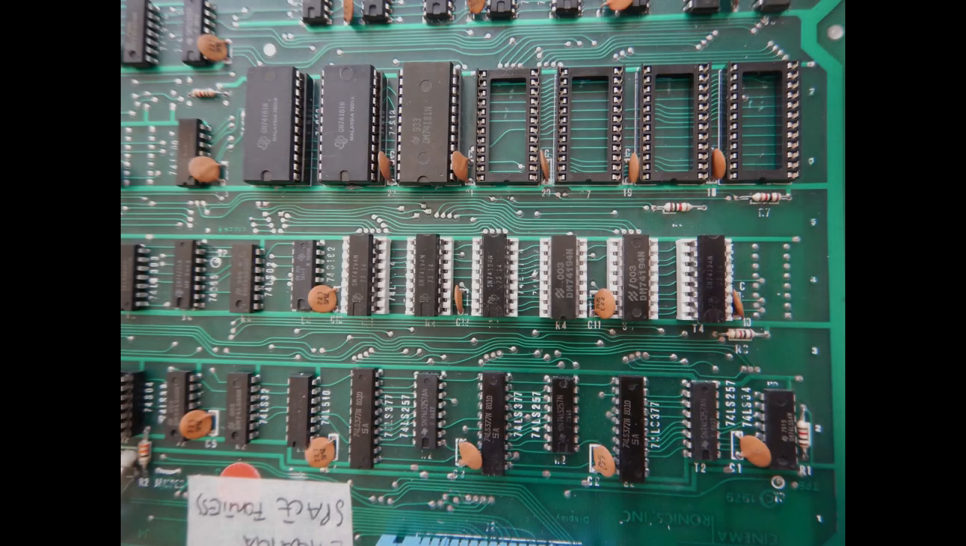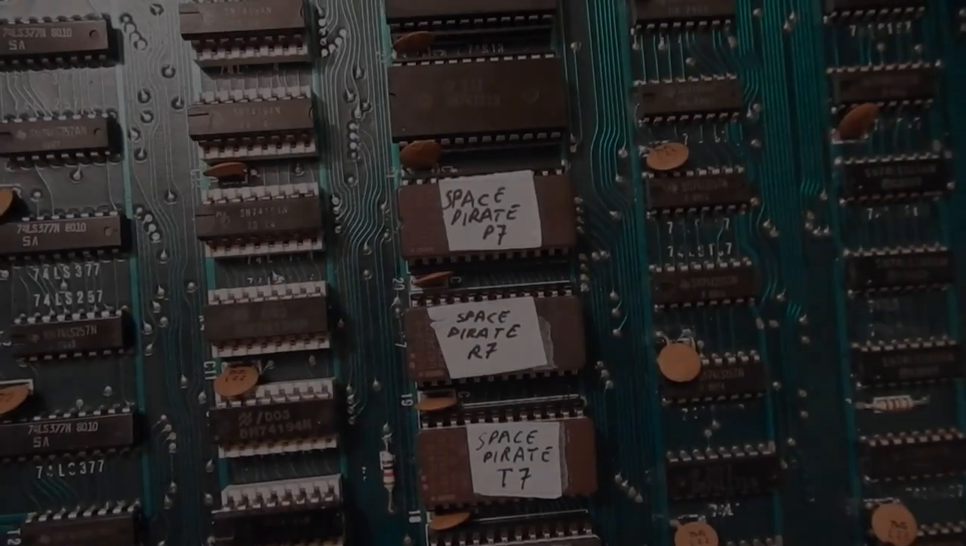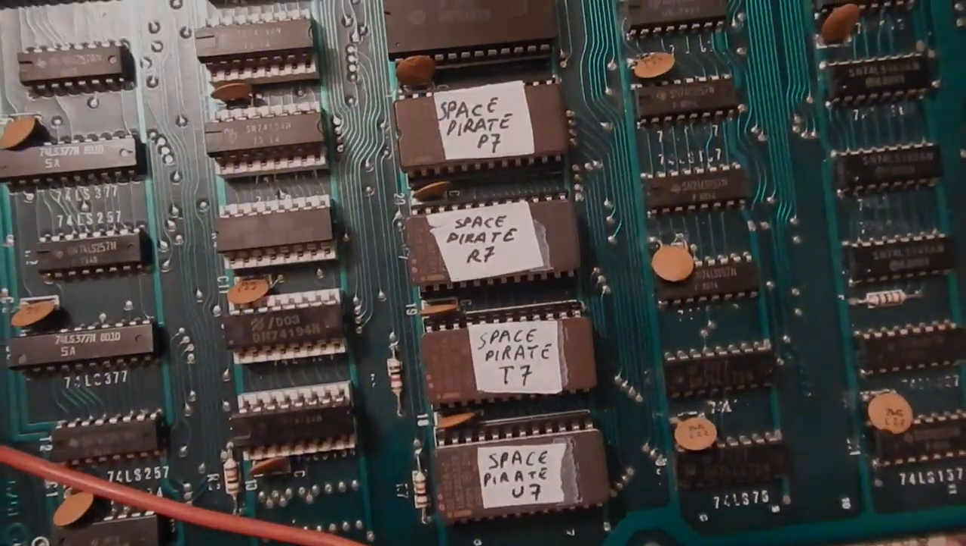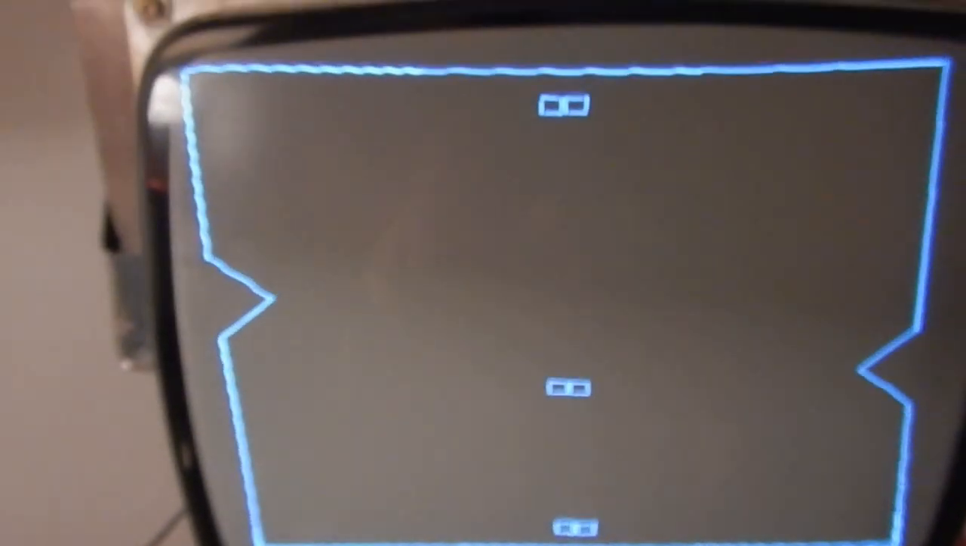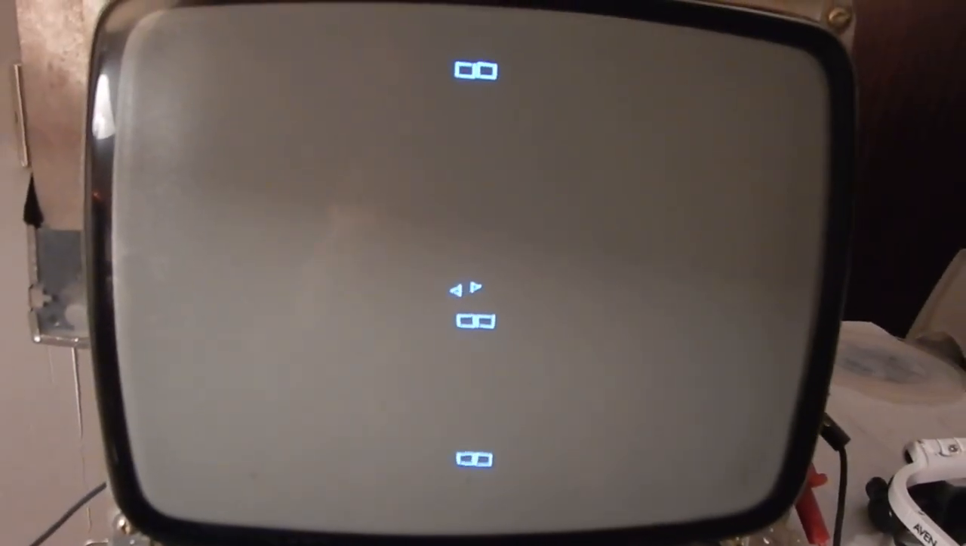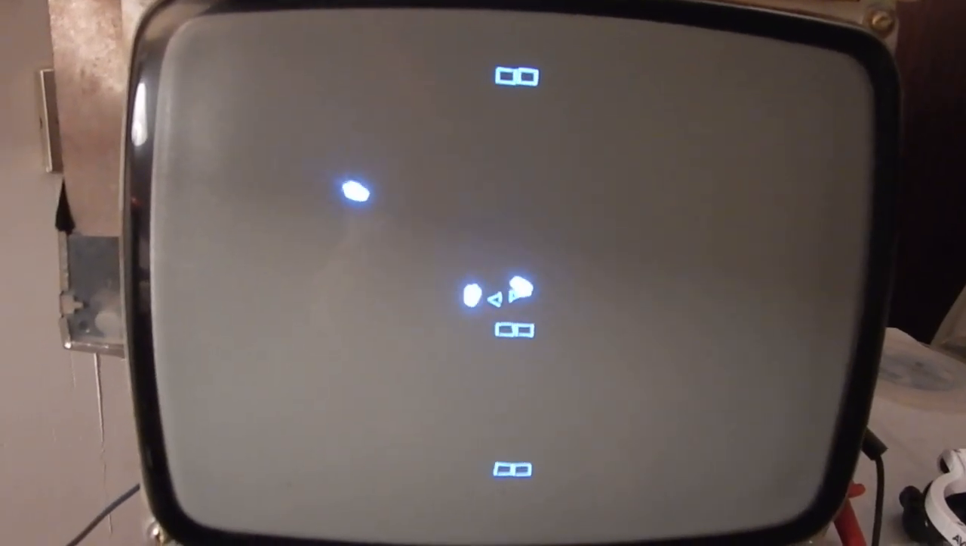I decided to replace also the EEPROM sockets, not because I think they would solve the game not starting issue, but because I'm going to experiment with the newly programmed Space Pirate 2732s. So, here they are. And this is the Space Pirate test screen. The attract mode works fine. Coin input works too. And the game can be started without problems.